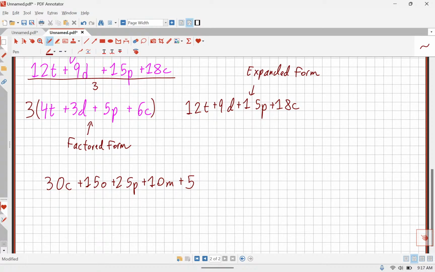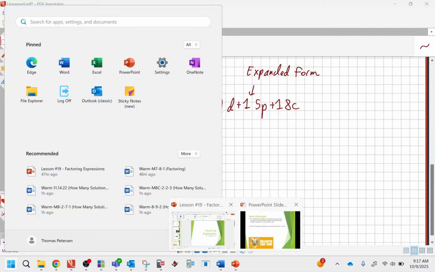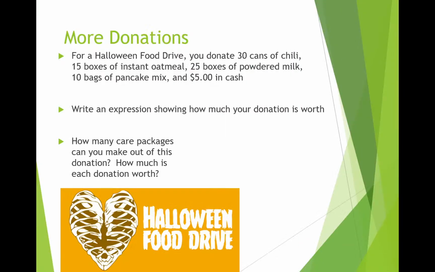Great question, Mira. Okay, now what I love is that Luke was asking, hey, do you want this in factored form? Because the truth is, I do. But the question is, how many care packages can you make out of this donation, and how much is each donation worth? Will you guys go ahead and write that in factored form? Like if you split that into care packages, how many care packages would you want to split it up into? And what would that make your donation worth in factored form? Give it a shot, and here we go.